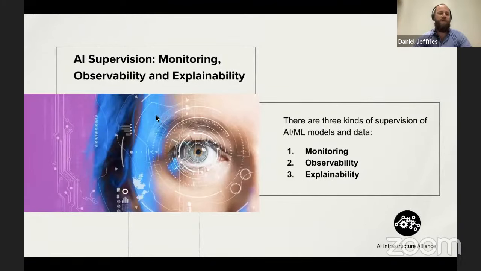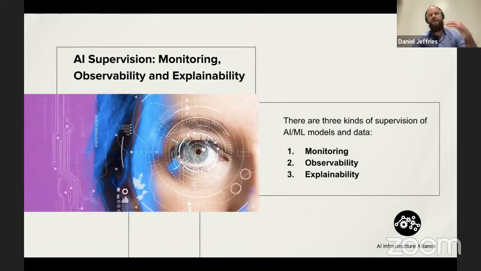So the next category that we put together is what we're calling AI supervision. We coined a new term for it, and that's because monitoring, observability, and explainability are three different things, right? They're subsets of supervision. The problem is a lot of times people end up just using the term monitoring or observability, and sometimes even explainability, but usually monitoring and observability, to describe all three. And it gets very confusing.